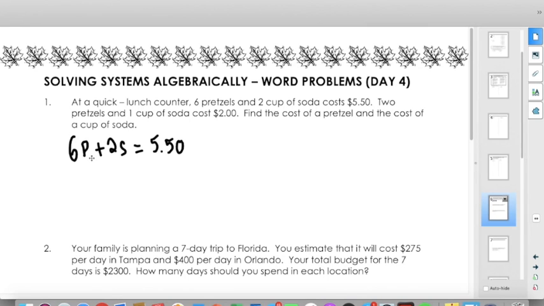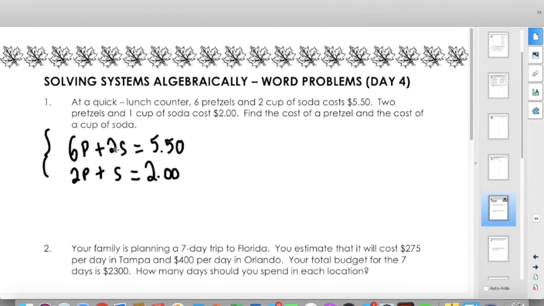Now 2 pretzels and 1 cup. So we want 2P and 1 cup of soda, so just S. There's a 1 here. That costs $2. Find the cost of a pretzel and the cost of a cup of soda. Okay, so now we have our system of equations here, right? There's one of two ways we could go about it. We could do elimination, or we could do substitution, whatever you're comfortable with.